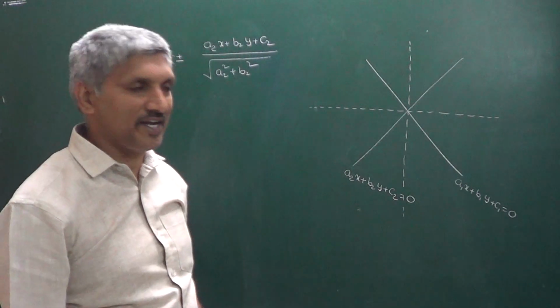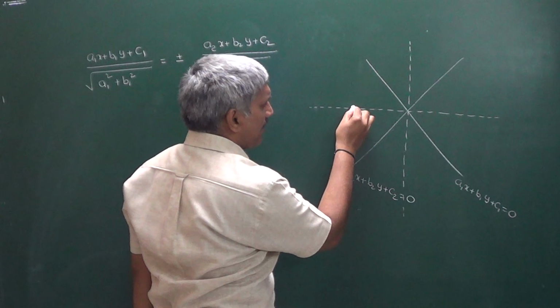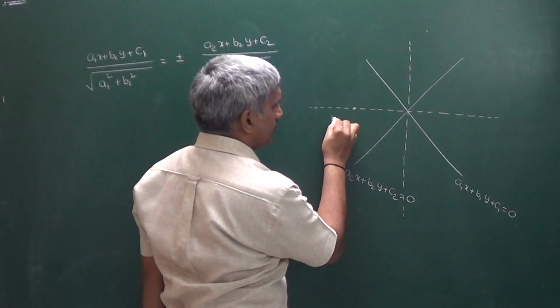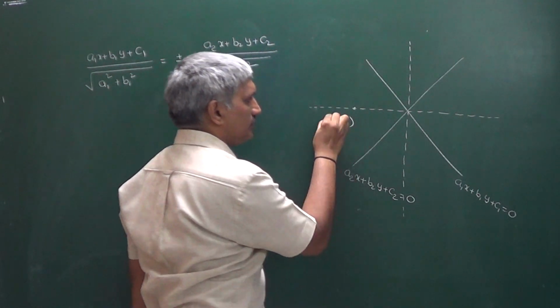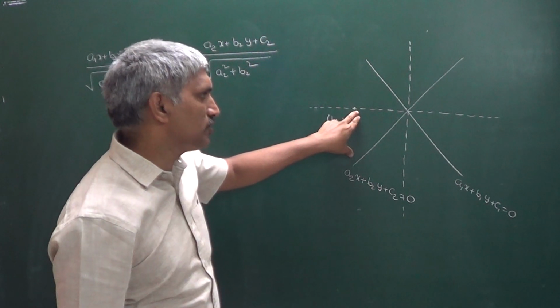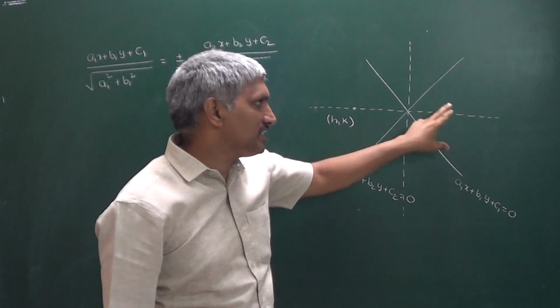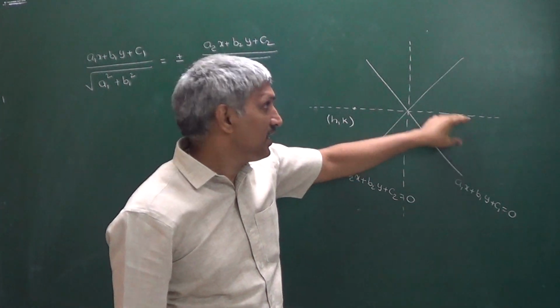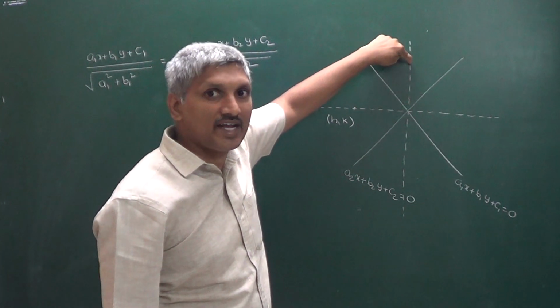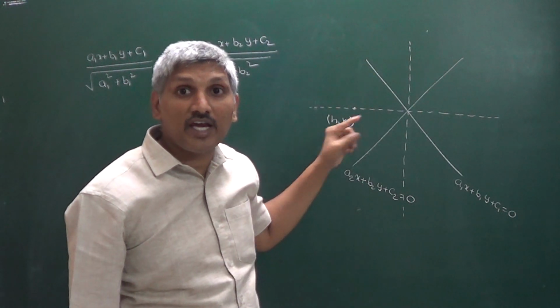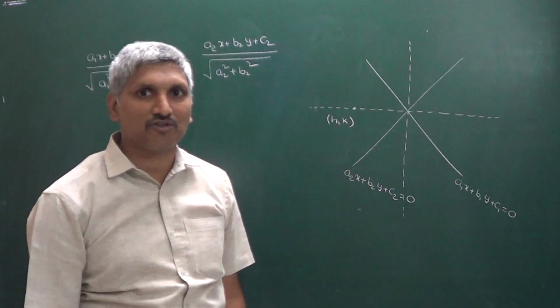Sir, how are we getting this? That means I am taking a point h comma k. This h comma k is moving on this dotted line. h comma k, anywhere I can take. That h comma k locus equation we have to find.